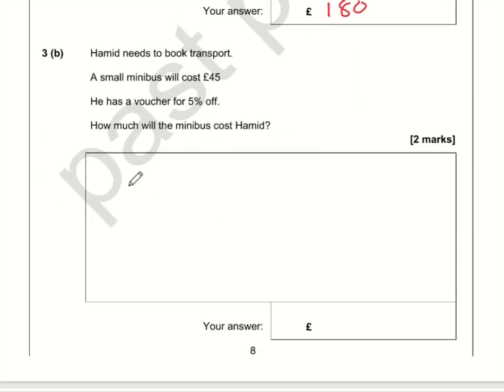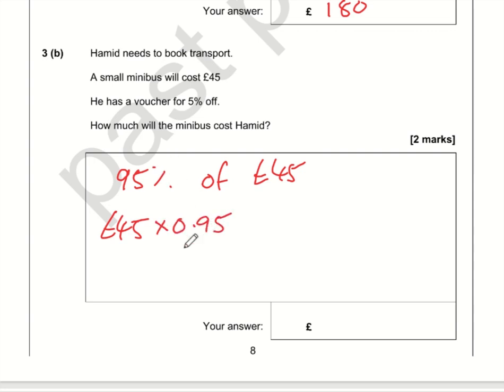Part B, he's getting 5% off. So if he's getting 5% off, that means he's going to pay 95% of £45. So what we need to do here is multiply £45 by the percentage multiplier for 95%, which is 0.95. The percentage multiplier is always the decimal equivalent of the percentage amount. In other words, it's the percentage amount divided by 100. And 45 multiplied by 0.95 is £42.75.